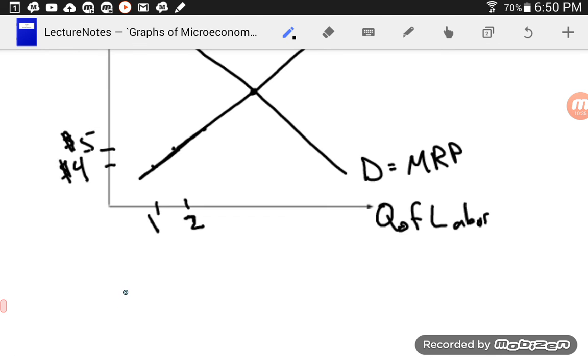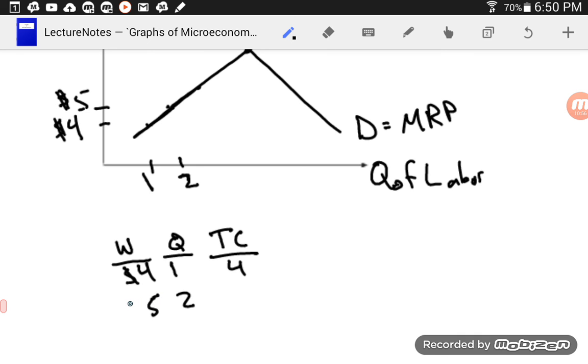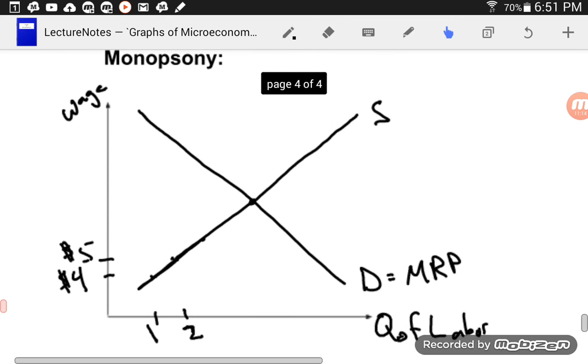So my wage, my quantity of workers, my total cost. If I pay $4 an hour, I'm going to be able to get one worker. So my total cost is $4. If I hire a second worker, I'm going to have to pay him $5, and that means the first worker I hired is probably going to demand a pay raise, and now I'm going to have to pay $10, and so my marginal cost there was $6. So even though the wage only went up to 5, my cost went up to 6. And so just like we saw in monopolistic competition, it's kind of the reverse of it.